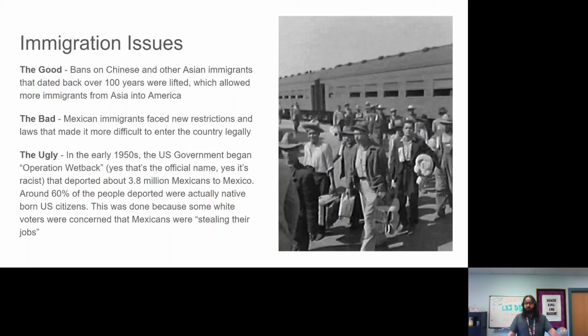So immigration issues, we've got some victories here in the immigration issue. A lot of bans on Chinese and other Asian immigrants were lifted. Remember the Chinese Exclusion Act, the different quota acts. A lot of these get lifted, a lot of these get sort of tossed away, and we get a bunch more immigrants from Asia into America.